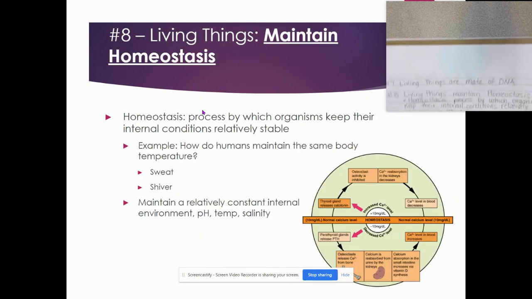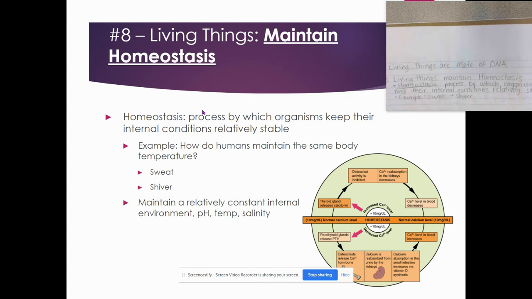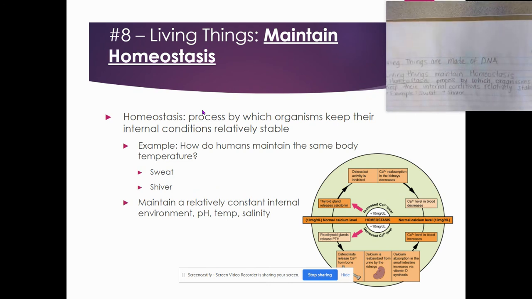The last one we have here is number 8. Living things maintain homeostasis. And you need to know what homeostasis means. It will be a vocab word soon. If not this week, it might be this week actually. Homeostasis is the process by which organisms keep their internal conditions relatively stable. This is different from an adaptation, because an adaptation is something you pass on to your offspring. But a homeostatic response is something that you as an individual are going to do just because you need to survive.